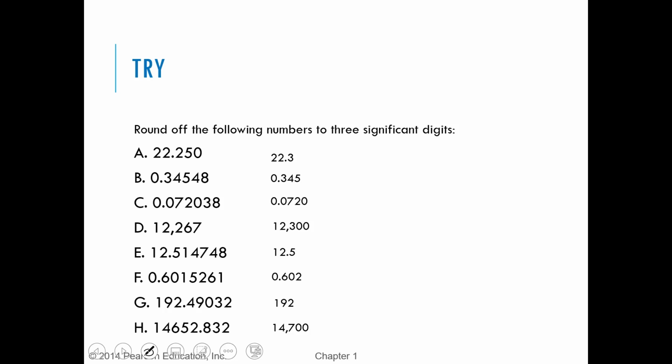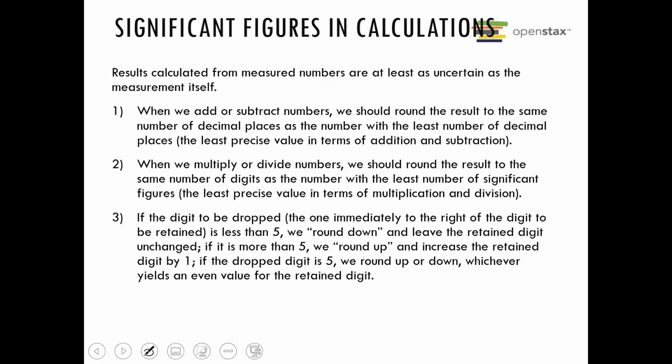All right. Check your answers and pause the video to see if you have any questions. Now, what do we do if we are adding or subtracting numbers? When we add or subtract, we need to round the result to the same number of decimal places as the least number of decimal spots, or the least precise value. What that means, I'm going to give you some examples on the next slide.